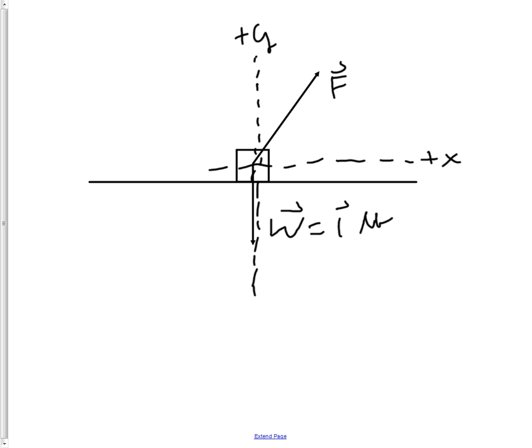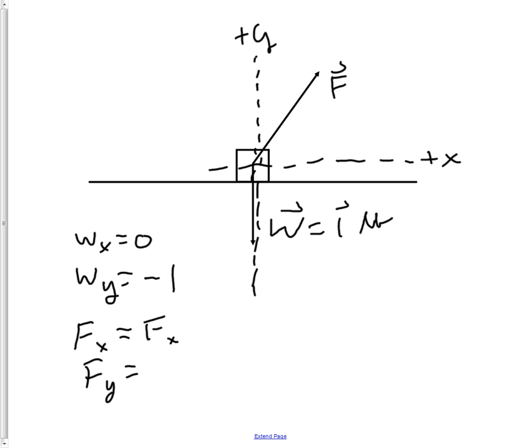All right, resolve all your forces. Well, let's do as I suggested before. Let's make a little table. So we've got W sub x equals, the x component of W is equal to 0. The y component of W, notice that it's pointing in the negative y direction, and so that's equal to -1. Then F sub x, I'll just call F sub x, and F sub y, I'll just call F sub y.